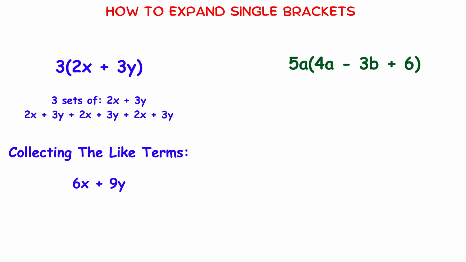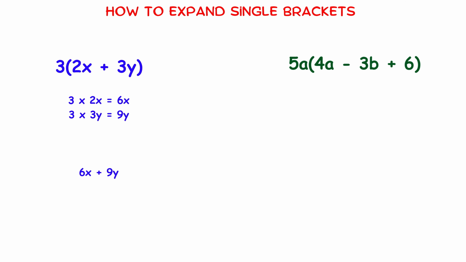But this isn't the way that we would normally solve this sort of question, because there's also a much quicker way we can use. This is where we multiply the term in front, so the 3, by each of the terms inside the brackets. So we do 3 times 2x, which is 6x, plus 3 times 3y, which is 9y. So again, we get the same answer of 6x plus 9y.